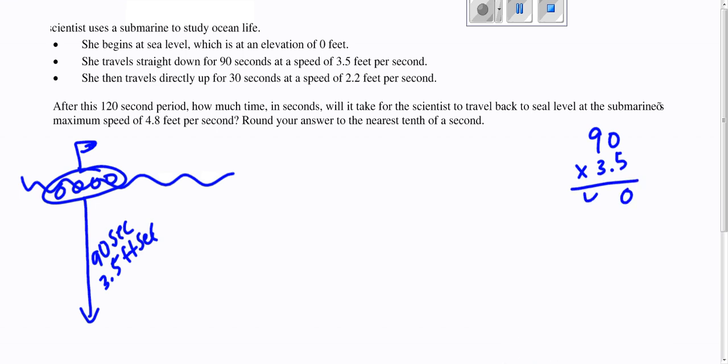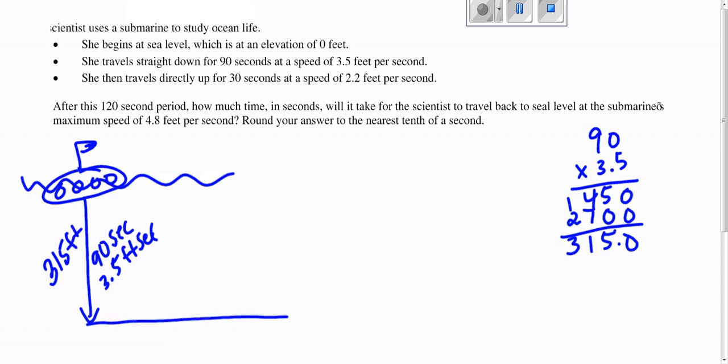So how far did she go down? Well, you have to do multiplication. 90 times 3.5. So 0 times 5 is 0, 9 times 5 is 45, add a 0. 0 times 3 is 0, 9 times 3 is 27, add those together. Notice how my numbers line up really well. And 1 decimal spot, so 315 feet. So she went down 315 feet.